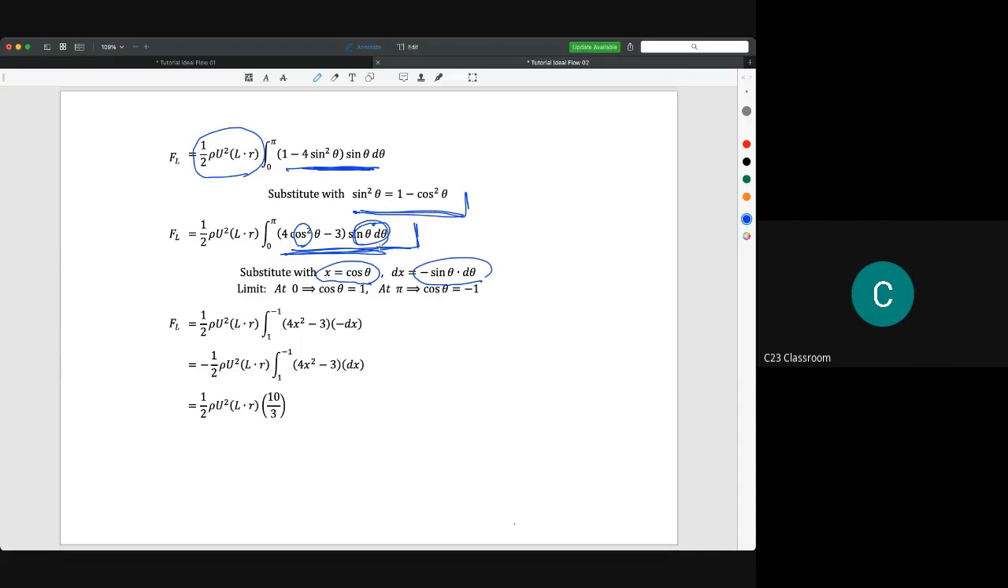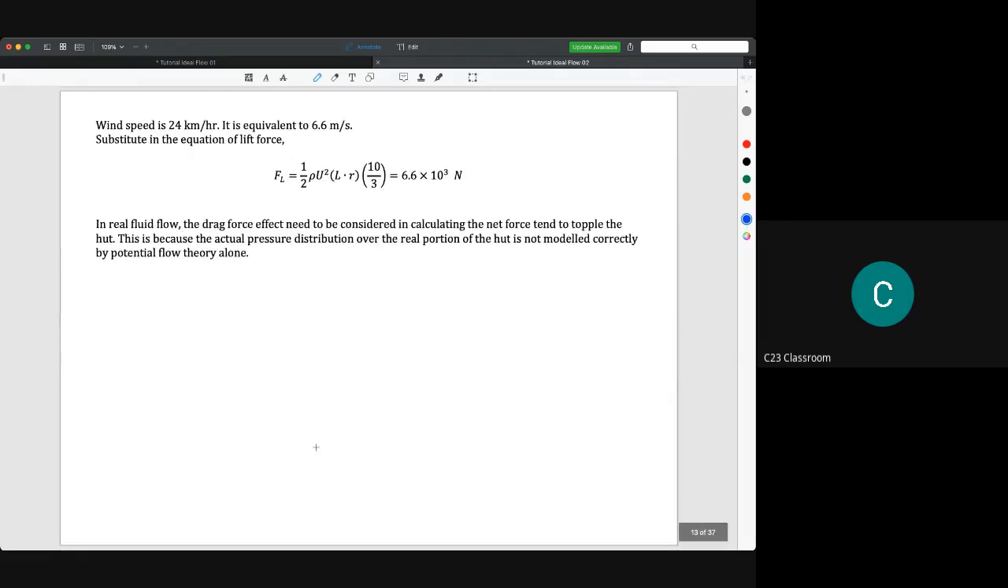Because we already changed the term, the limit also needs to be changed. So at 0, cos theta will give us 1, and at pi, cos theta will give us -1. So we need to change 0 and pi here with 1 and -1. So we change the term, and we have 4x squared minus 3 and negative dx, and then we could do this integration. When we do this integration, we have this term after we substitute with limits 1 and -1.